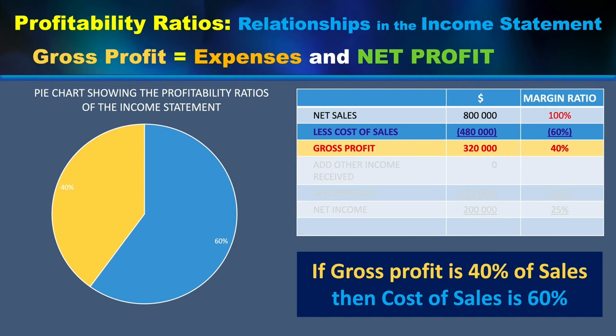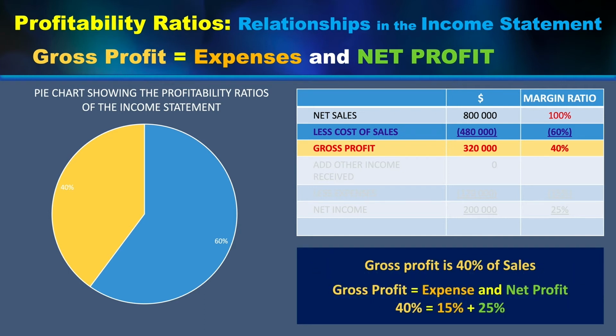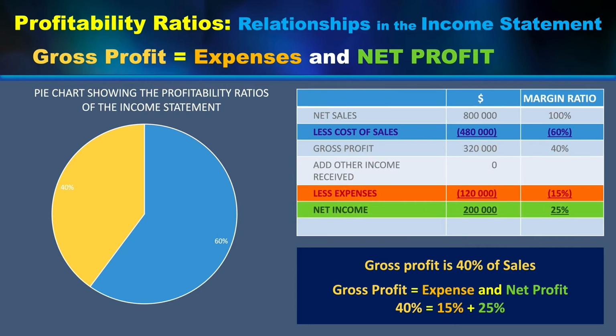But there is some more expenditure that takes place. Any expenses of the business must now be deducted from your gross profit. After you deduct your expenses from your gross profit, what remains at the end would be your net income. Hence, your gross profit is made up of expenses and the remainder, which would be your net profit. So in this case, we saw that our expenses were $120,000, which ended up as 15%, and your net income, which remained $200,000, was 25% of your net sales.